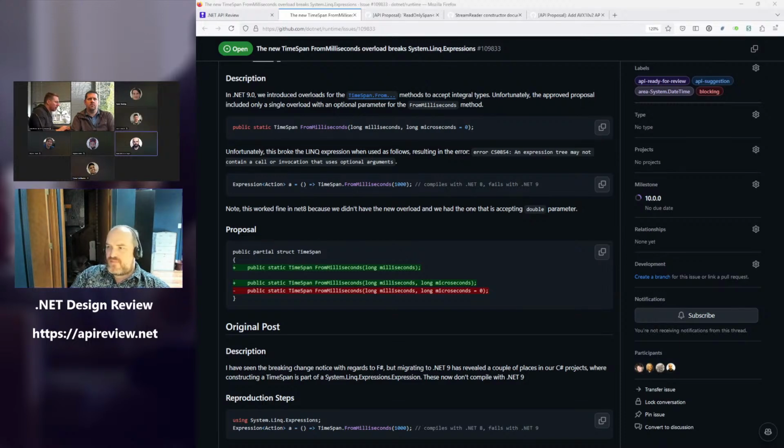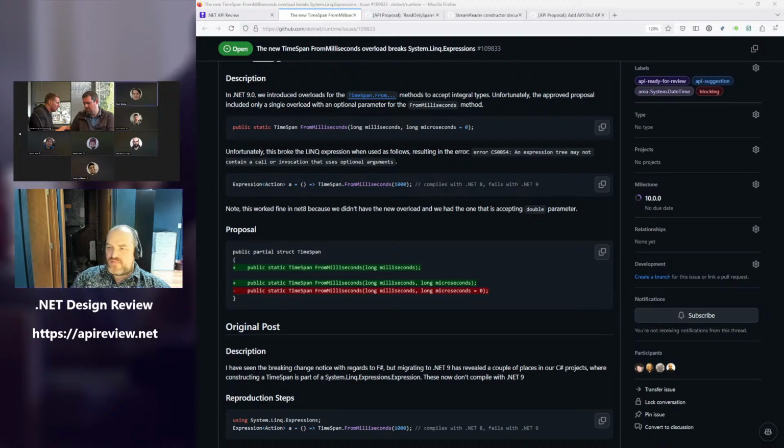Also, in .NET 8 this was working because we have another overload that takes a double. So it was working with double before, and after we exposed this FromMilliseconds, which takes 2 parameters where the second is optional, it started breaking the LINQ expression. So the proposal here is to expose the overload that takes 1 parameter, and make the second one, which was optional, non-optional.